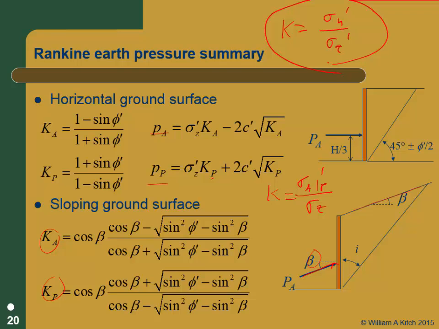And so if you take K naught, and you're trying to do some solution, you take the vertical stress and multiply by 1 minus sine phi times OCR to the sine phi, that's the horizontal stress. Does everybody agree with that? I need some feedback here also.